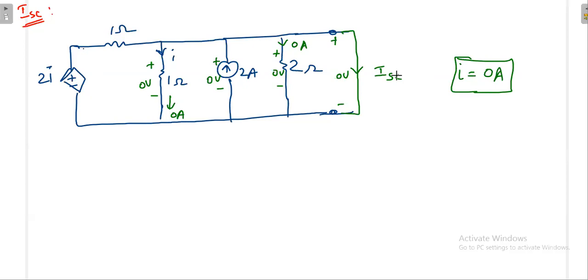Then if I is equal to 0, see, if I is equal to 0, what will happen? What you can do now, if this is, yes sir.